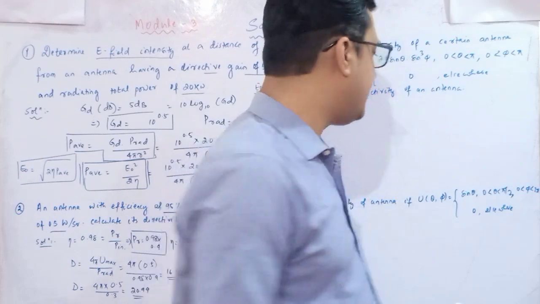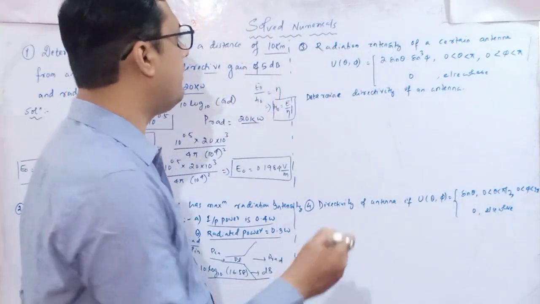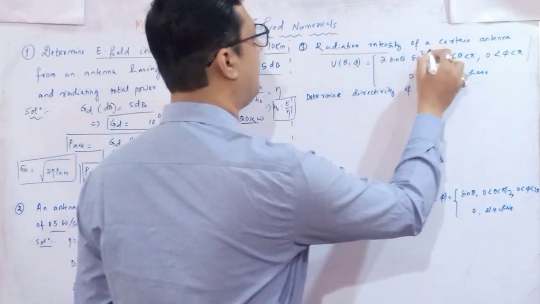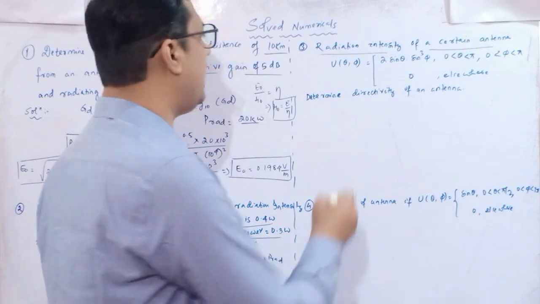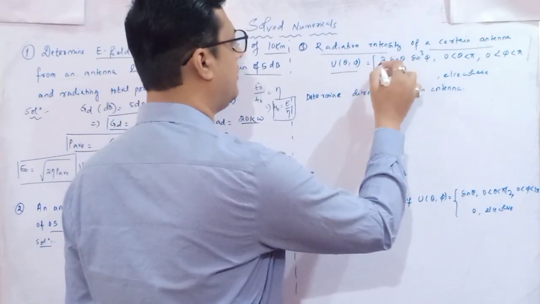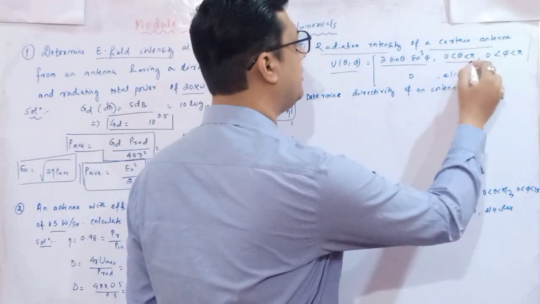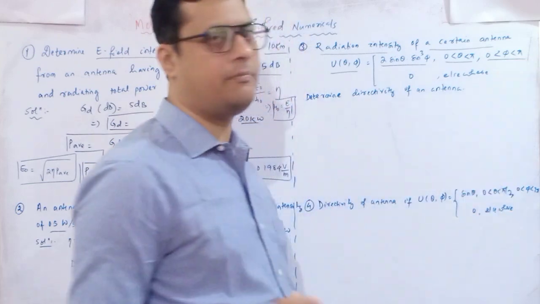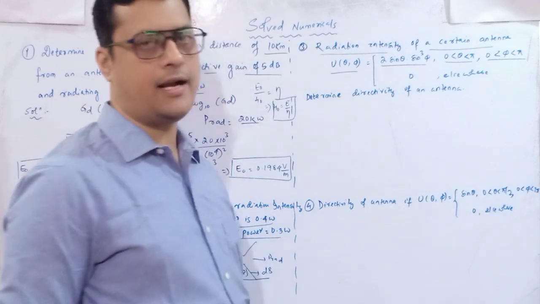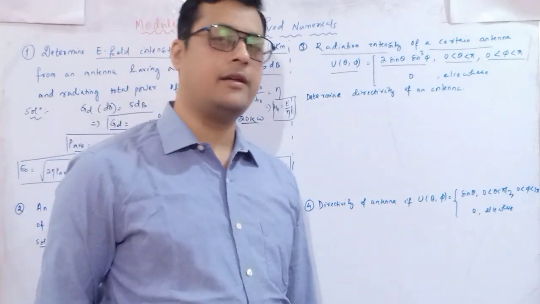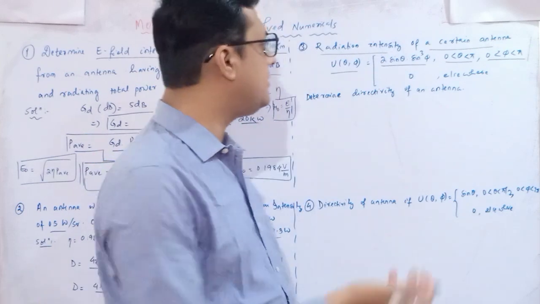Now next there is one more question. As you can see here, I have given the radiation intensity of a certain antenna. Radiation intensity means U. And U of theta comma phi is equal to 2 sin theta sin cube phi, where theta lies between 0 to pi and phi lies between 0 to pi. So these conditions are given, and here we have to determine the directivity of an antenna. So directivity, how are we going to identify? It is 4 pi U max divided by P rad. So that is the basic relation.